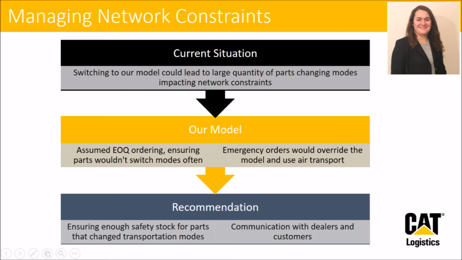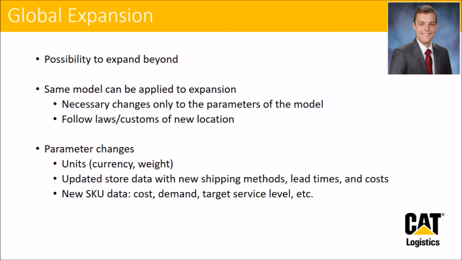With this new model, we don't foresee products switching transportation modes often. We assume that parts would be ordered at the economic ordering quantity, or EOQ. This would eliminate the possibility of parts switching modes every single time they get ordered, unless a part was needed under emergency circumstances in which the air mode of transportation would be used. After the transition to the new model, parts should be ordered using the same transportation modes, not affecting the constraints of the network. Our model can easily be applied to Caterpillar operations worldwide.